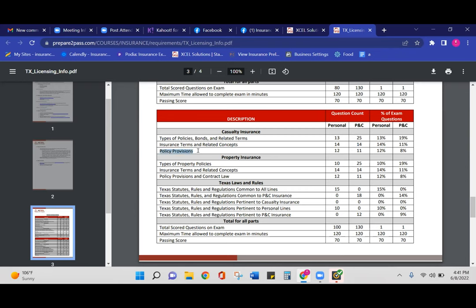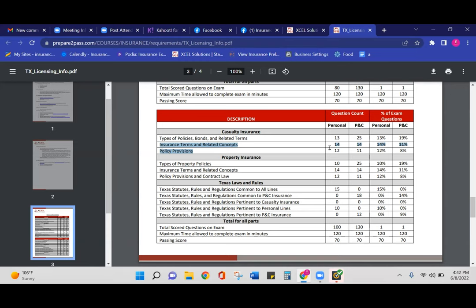Then you have policy provisions. This is all about the actual structure of the policy itself. So like the declaration page, the insuring agreement, the exclusions, the endorsements, the additional and supplementary coverage. That's the policy and provisions. Now, these two chapters, insurance terms and related concepts and policy provisions and contract law.